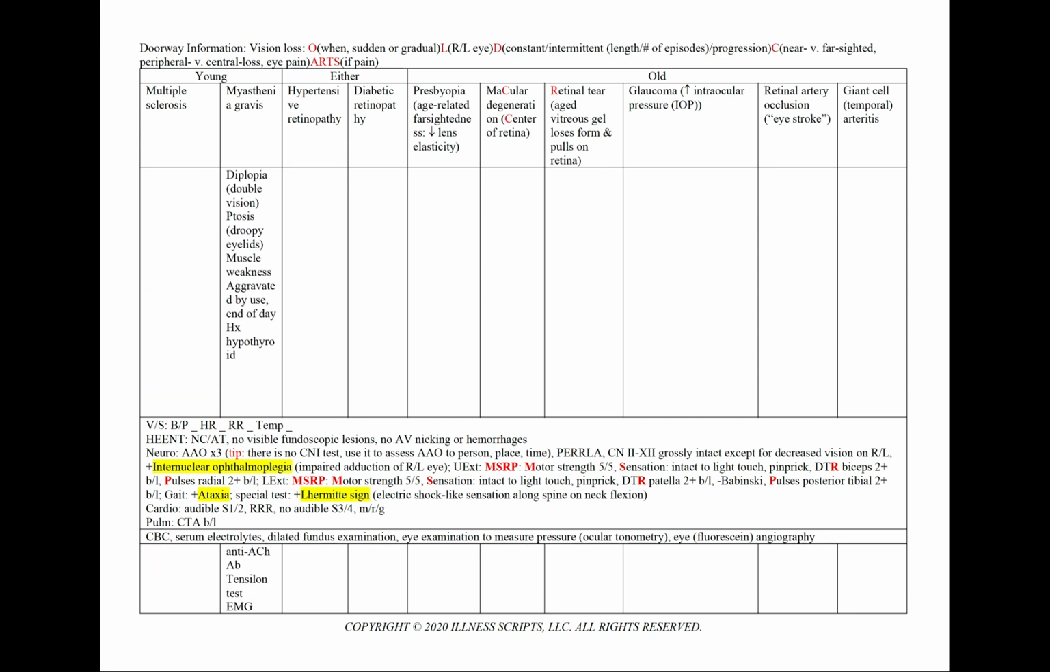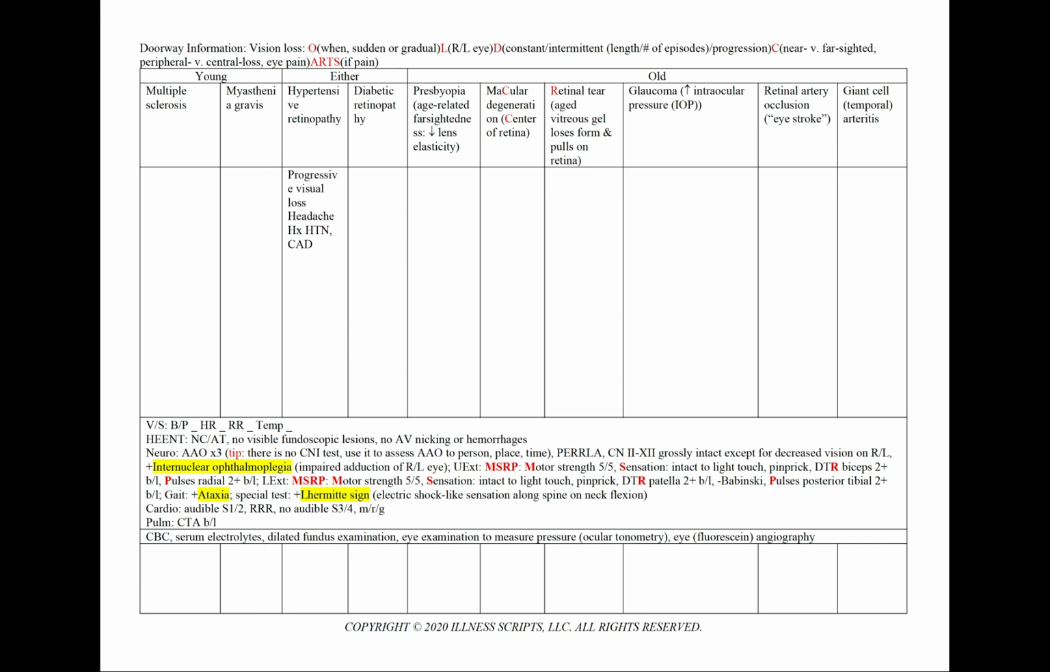In myasthenia gravis, we'll see diplopia, ptosis, muscle weakness, and it will all be aggravated by use or towards the end of the day. And we can have a history of hypothyroidism. And we'll add anti-acetylcholine receptor antibodies, a Tensilon test, and an electromyography.